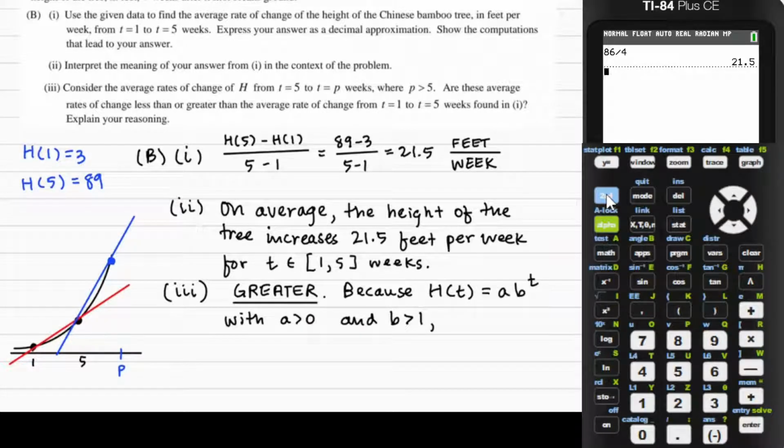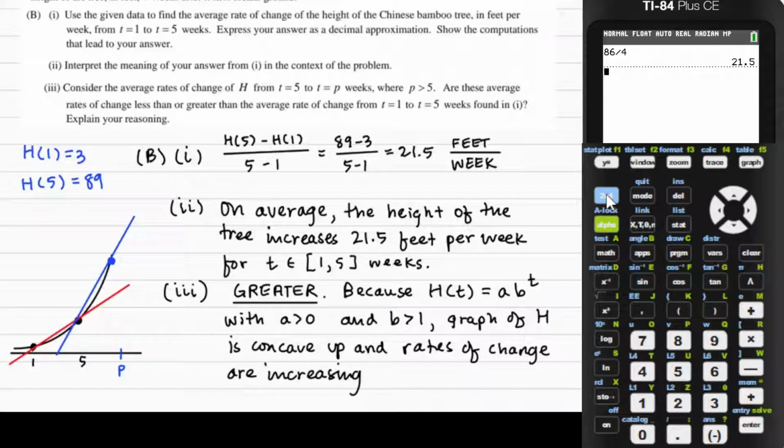And so as a result, I've got a graph that's concave up. So I'm going to say the graph of h is concave up, and therefore the rates of change are increasing, because that's what it means to be concave up, is you've got an increasing rate of change. So I would say, and rates of change are increasing, and that would make sense. That would give you a greater rate later on. Okay, so that's part B.